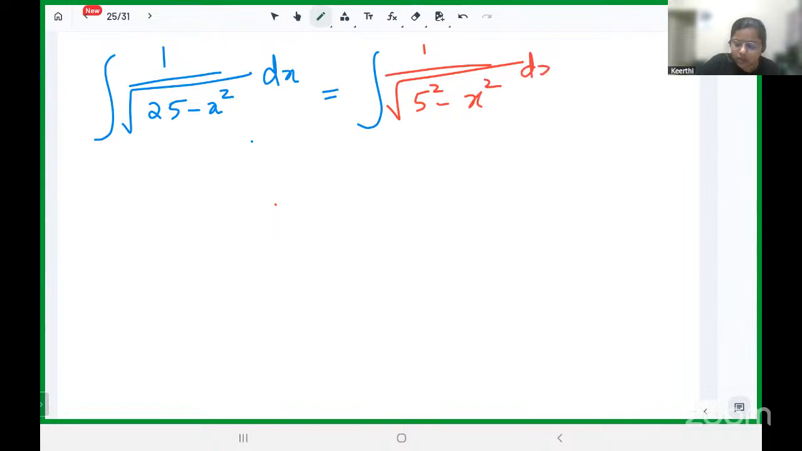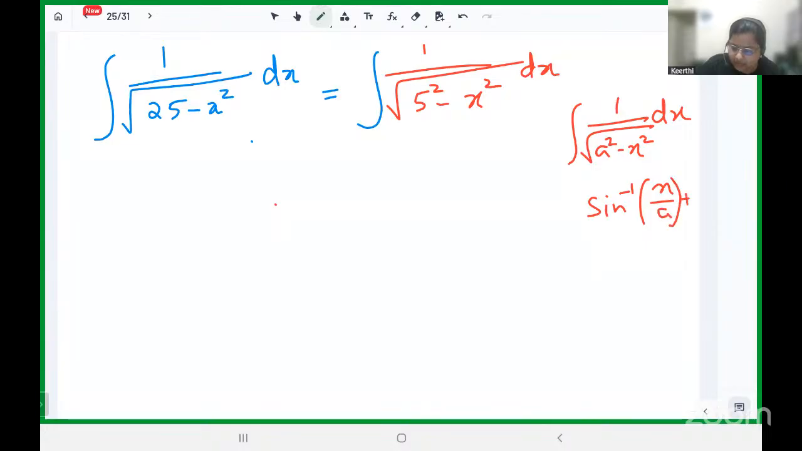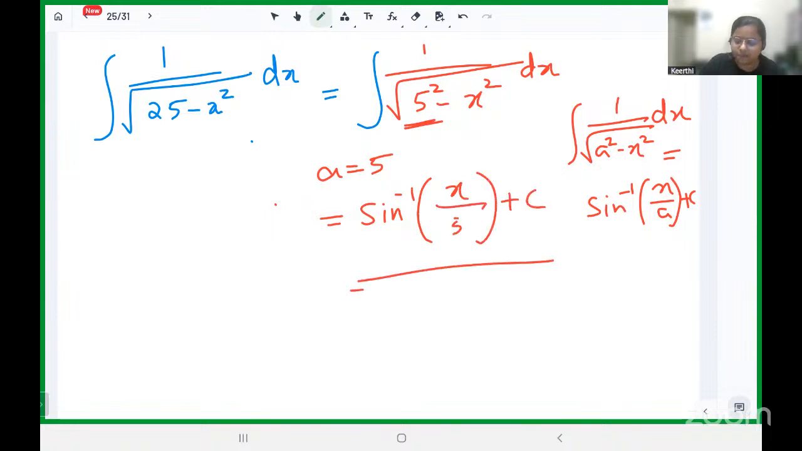Now, this became the form 1 by root of a square minus x square dx. It is nothing but sine inverse of x by a plus c. So here what you have to do, you have to identify which is in place of a. Here a is equal to 5. Okay, so what will be the integral value? Sine inverse of x by 5 plus c.